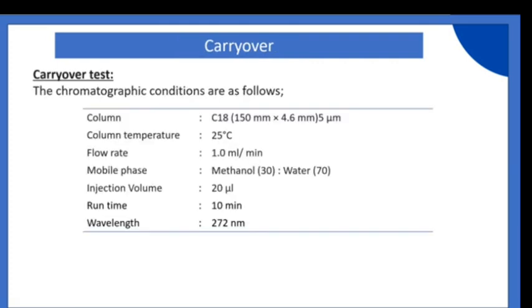Now let us see the carryover test. The chromatographic conditions are as follows. Column is C18, 150 into 4.6 mm length and 5 micrometer diameter, or any equivalent. Column temperature is 25 degrees Celsius. Flow rate is 1 ml per minute. Mobile phase is prepared in ratio 30/70 methanol water. Injection volume is 20 microliter. Runtime is 10 minutes. Wavelength is 272 nanometer.